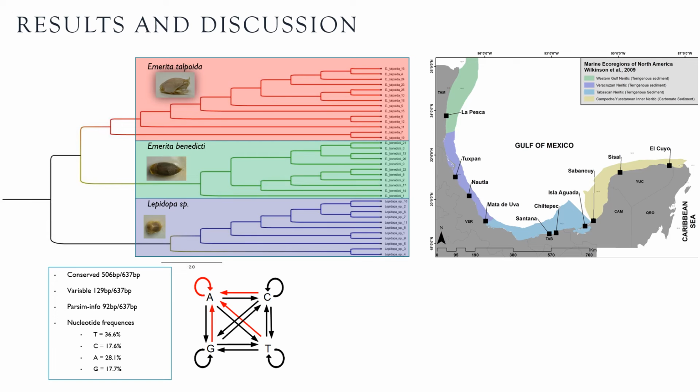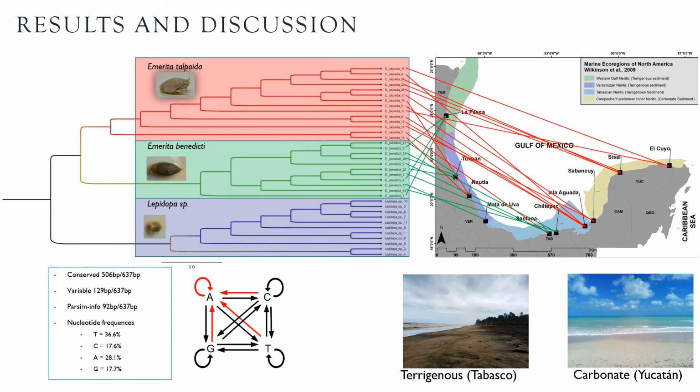As well, the correlation between the phylogenetic tree and the marine ecoregions led us to determine a strong relationship between Emerita benedicti and the terrigenous sediment ecoregion. On the other hand, Emerita talpoida is more related to carbonate sediment, like in the Campeche-Yucatanian inner neritic ecoregion. However, a special revision needs to be performed because we found three Emerita talpoida out of the carbonate sediment ecoregion, as we see here in Nautla, Veracruz, and in Santana, Tabasco.